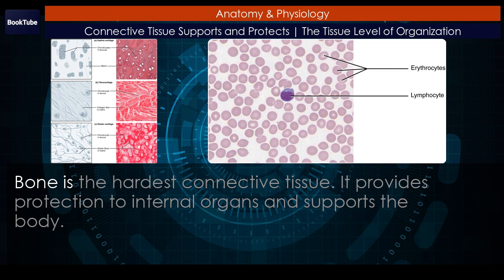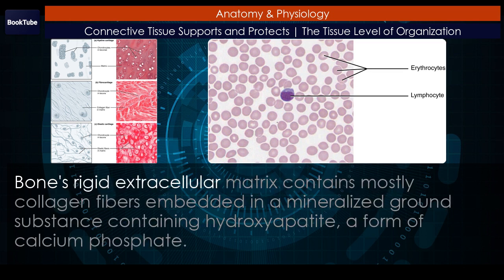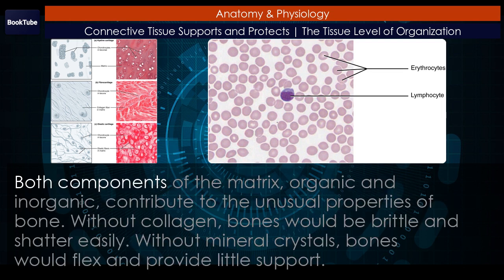Bone. Bone is the hardest connective tissue. It provides protection to internal organs and supports the body. Bone's rigid extracellular matrix contains mostly collagen fibers embedded in a mineralized ground substance containing hydroxyapatite, a form of calcium phosphate. Both components of the matrix, organic and inorganic, contribute to the unusual properties of bone.